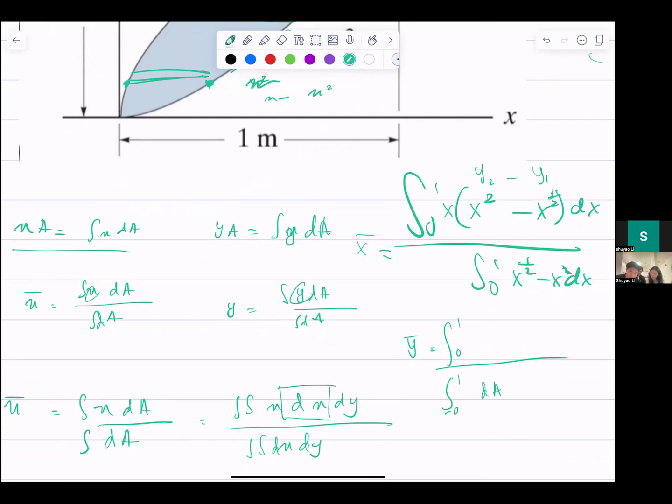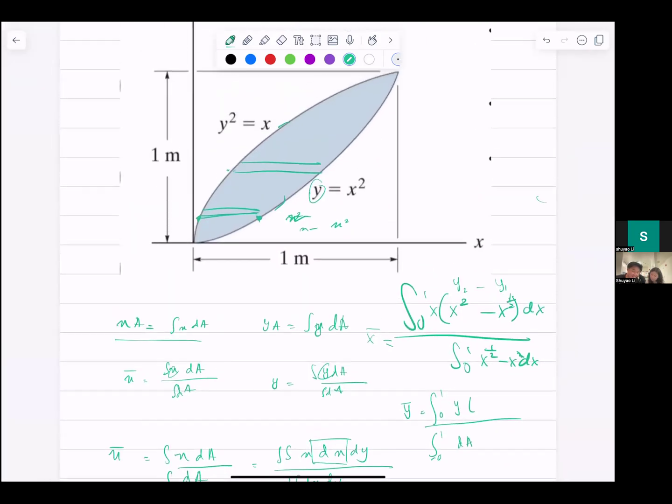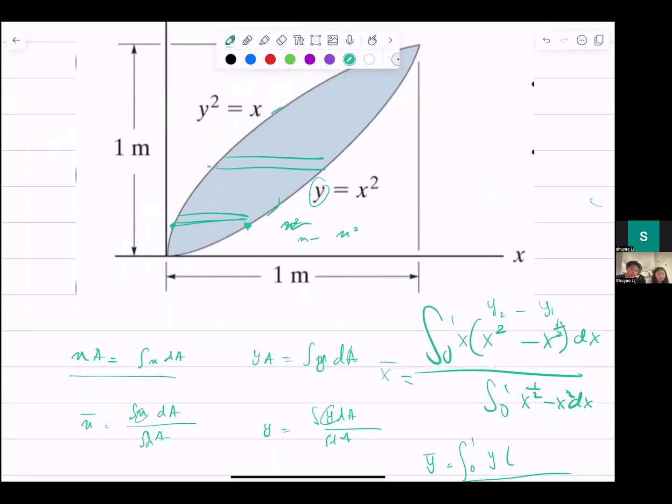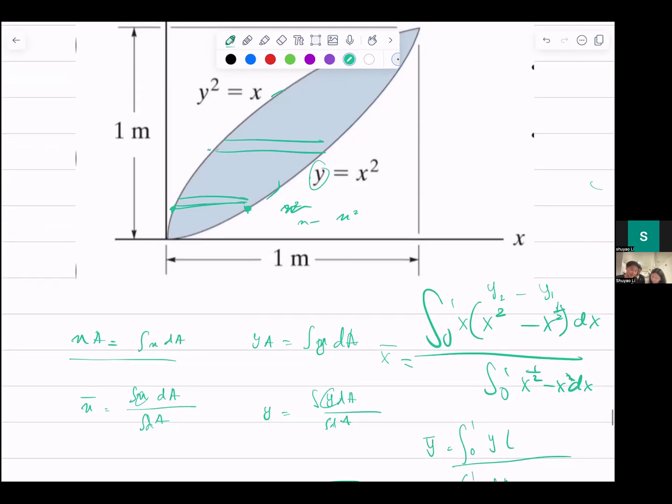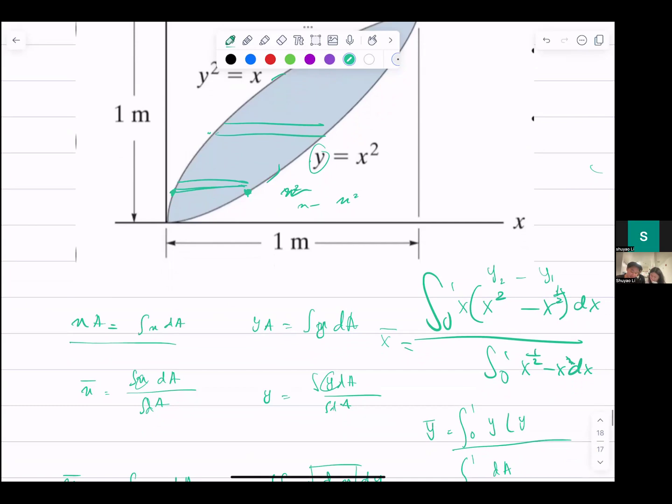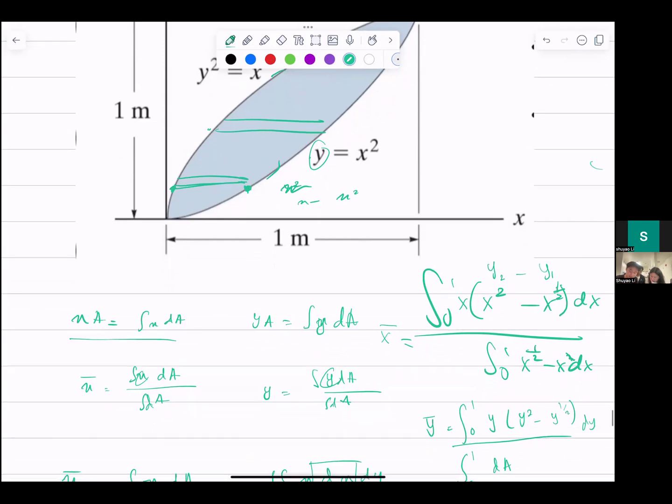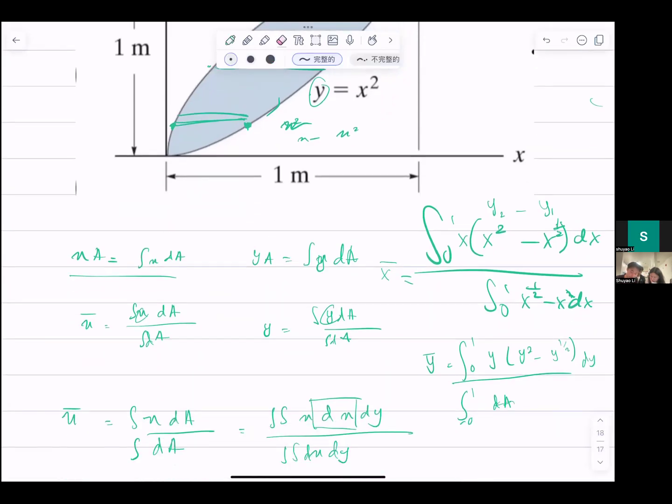This is going to be the same dA, and then for the upper one, instead of before, where we changed the y, now we're going to do it for the x. So it's going to be y squared minus y to the 1/2, and then dy, and the bottom one is going to be the same as before.